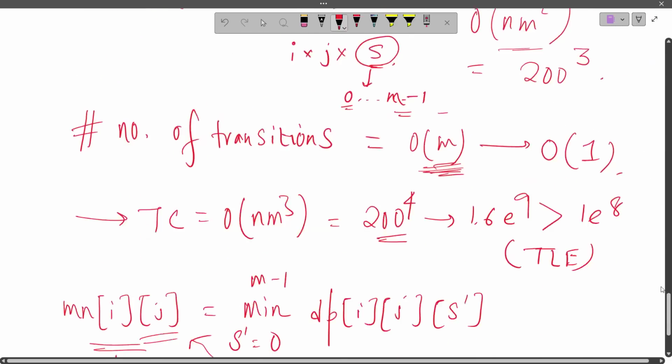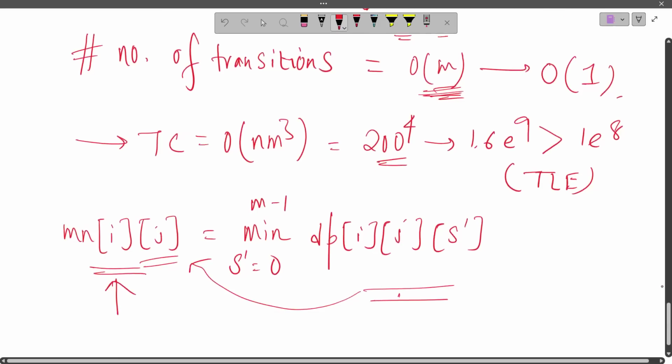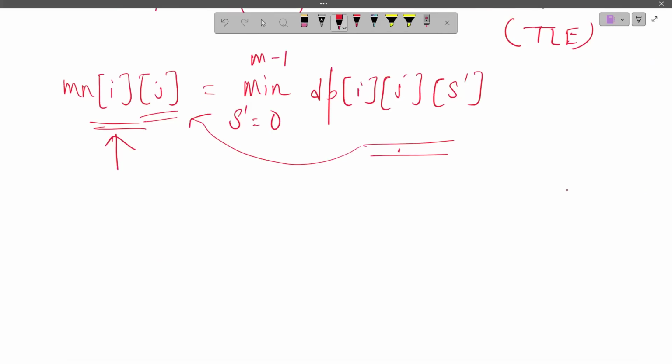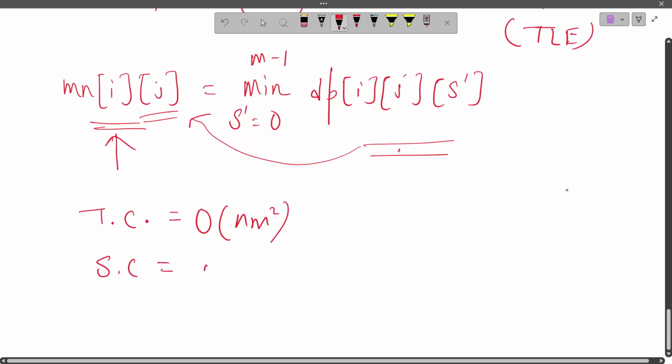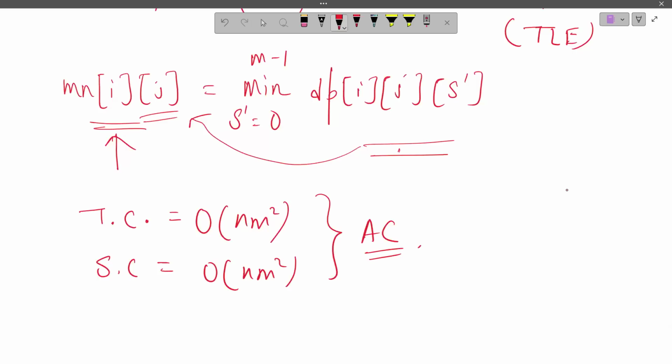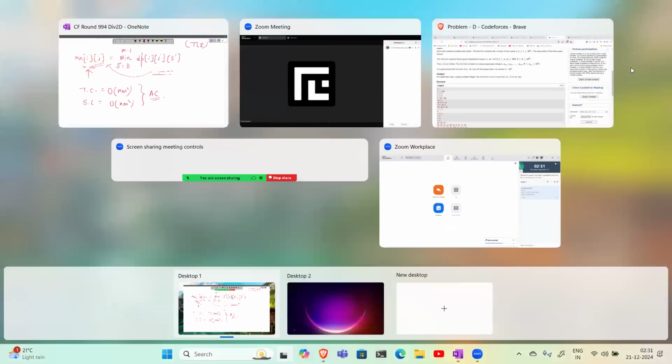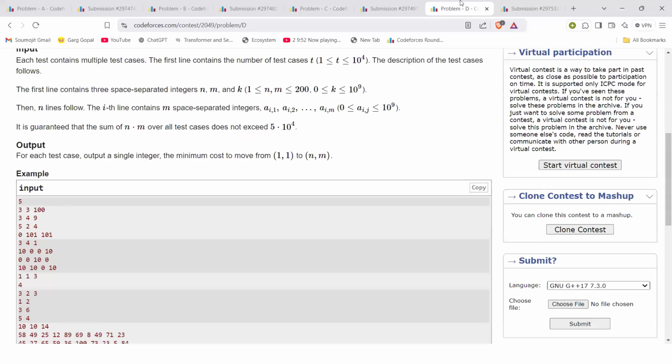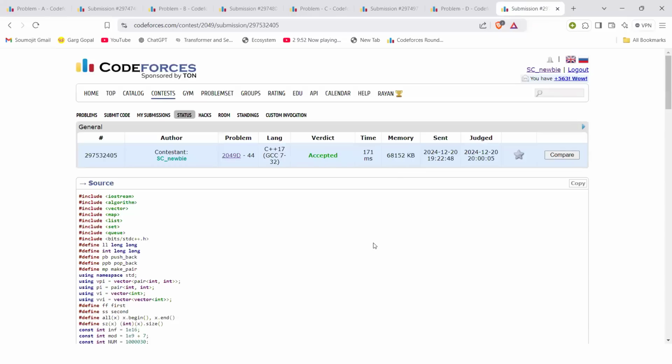So this will actually help because now the number of transitions will be order one. So the time complexity of the code will now be order of n square, and the space complexity of the code will also be order of n square, both of which will pass the time limit. Let me quickly show the code, because looking at the program will actually help in understanding the solution in this case.